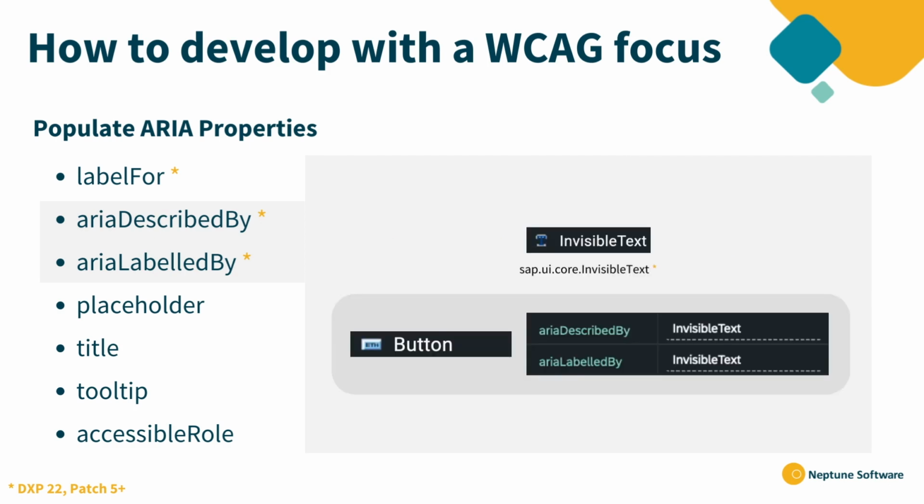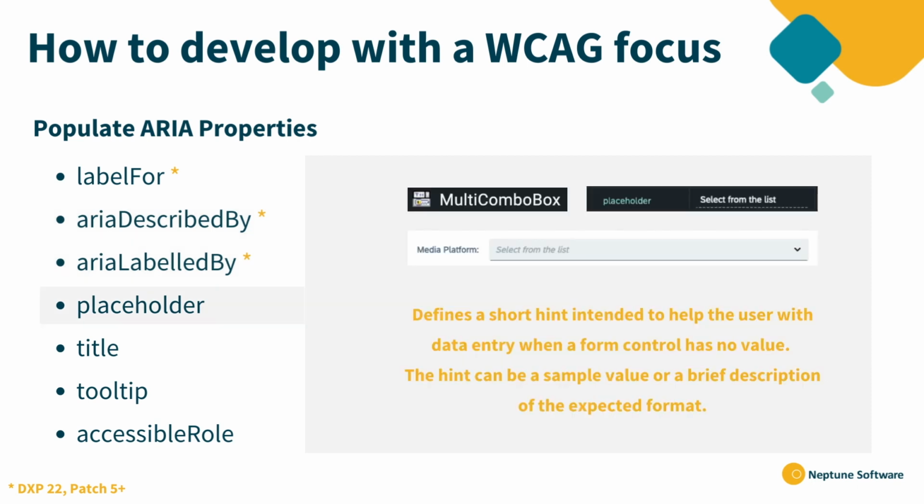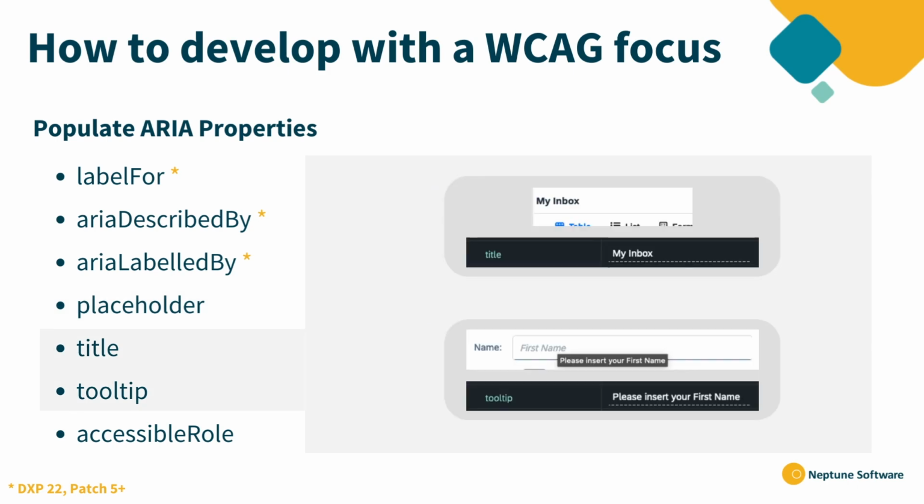You can also implement an invisible text component, which is used to bring hidden text to the UI for screen reader support. The hidden text can be referenced by the ARIA labeled by or ARIA described by associations of other controls. The placeholder property is a visual one, so you can see it on the component, and you should use it to define a short hint to prompt the user when the input has no default value. The title is another visible property. It's quite self-explanatory, giving the component a key name. And the tooltip is an important one to utilize, showing additional text when hovering over the component.